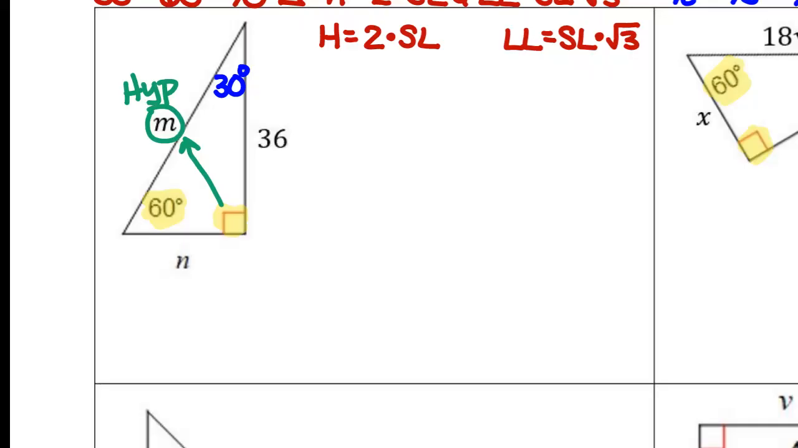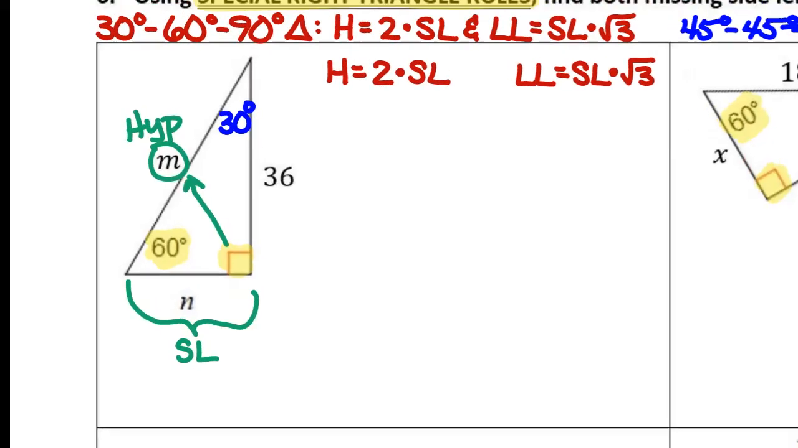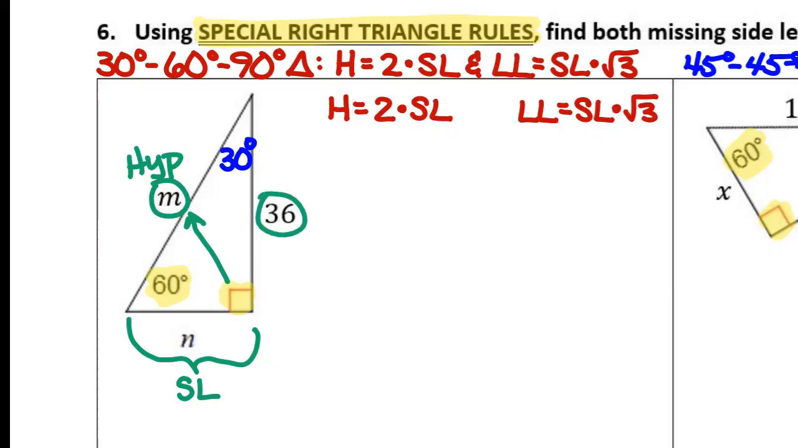So is the short leg N or 36? N. In between the 2 biggest angles, the 60 and the 90, is my short leg. And so that means that 36 has to be the long leg. Can we use the hypotenuse formula first? No, we don't know how big the hypotenuse is.